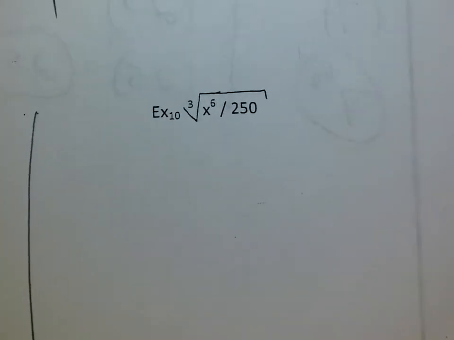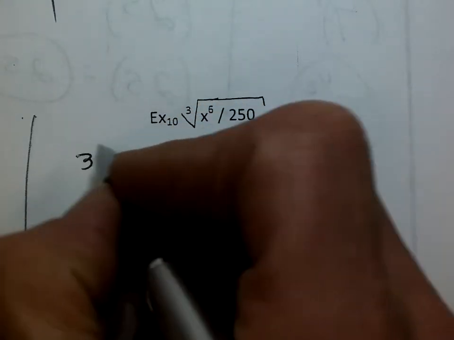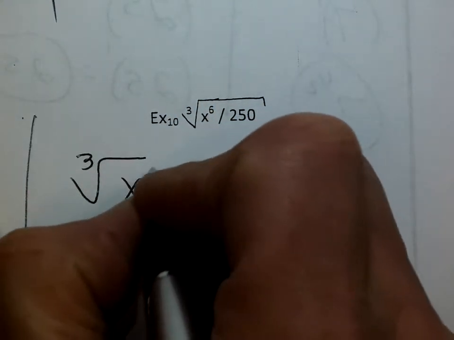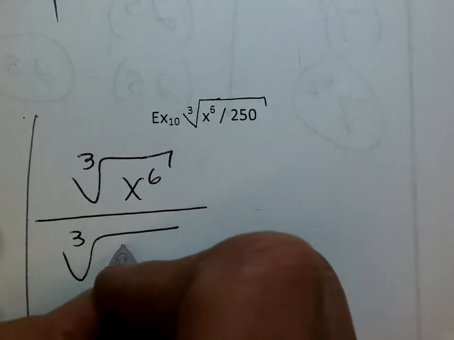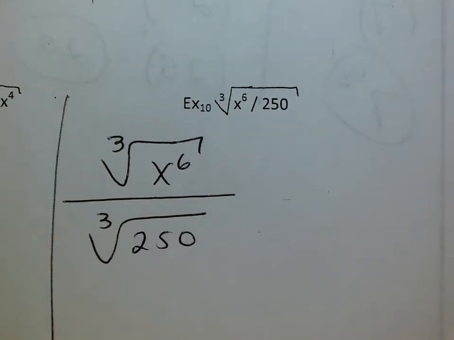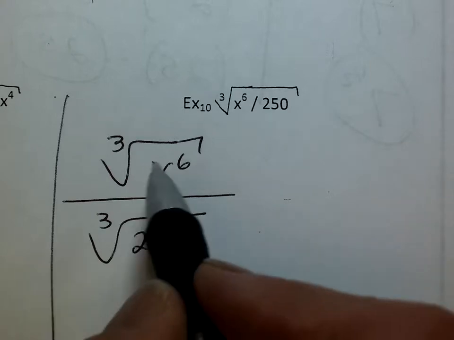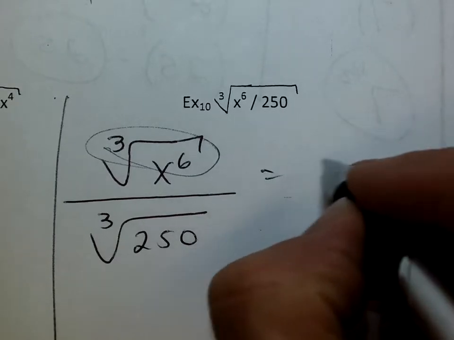Alright, example 10. I'm going to rewrite this as the cube root of x to the 6th over the cube root of 250, okay? Break it up top and bottom, two separate fractions. I'm going to take a third of the 6, okay? You alright with that? Make that x squared.